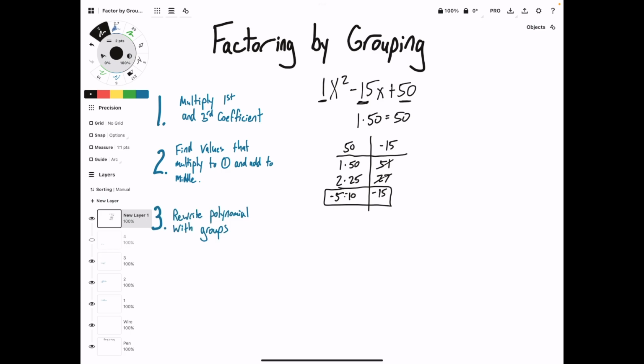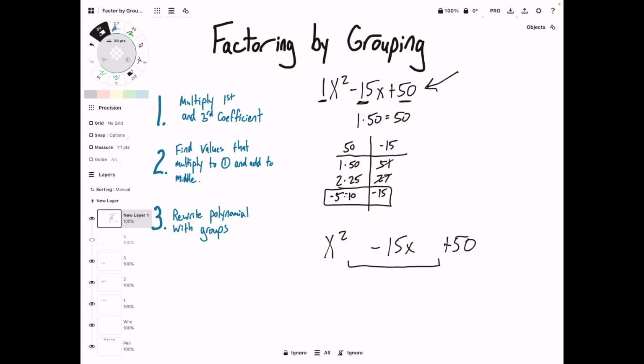Rewrite the polynomial with groups. So we're going to go back up to our original problem. We're going to say x squared minus 15x plus 50. And in this step, we're going to replace this middle term with two separate terms. In this case, it's going to be negative 5x minus 10x. So they still add up to that negative 15, but we're just rewriting it in a different way. Now, the second part of step 3 is to group them.